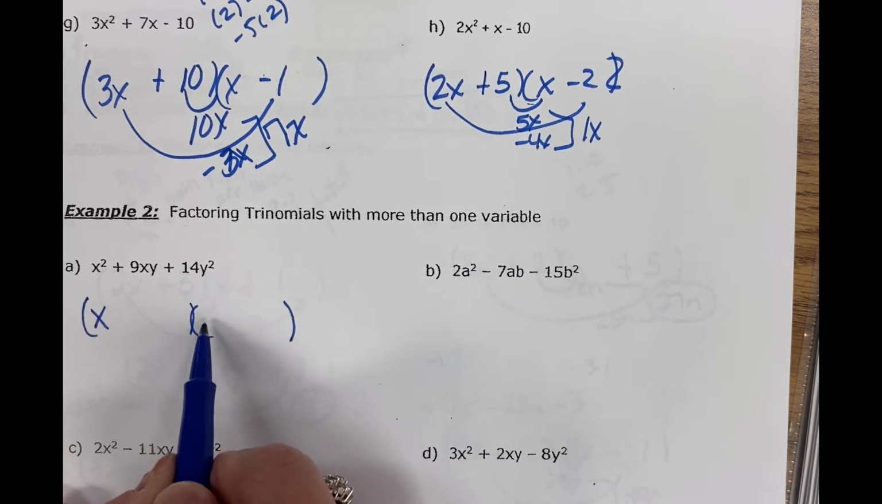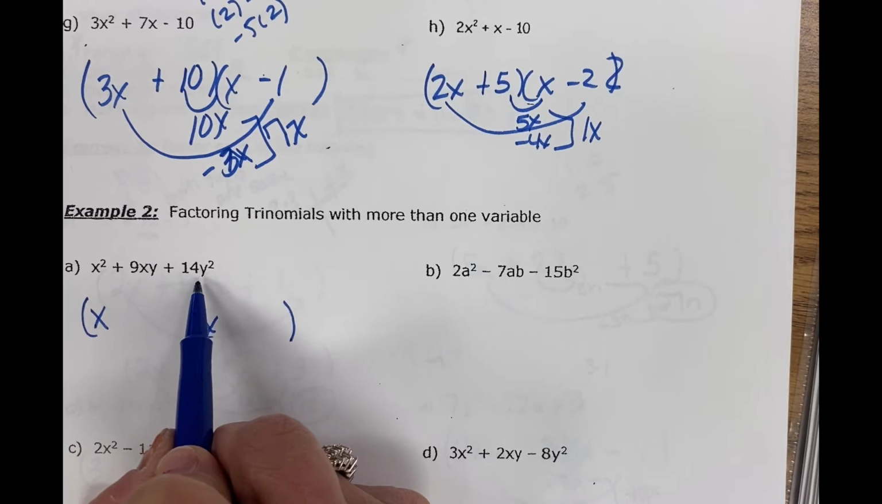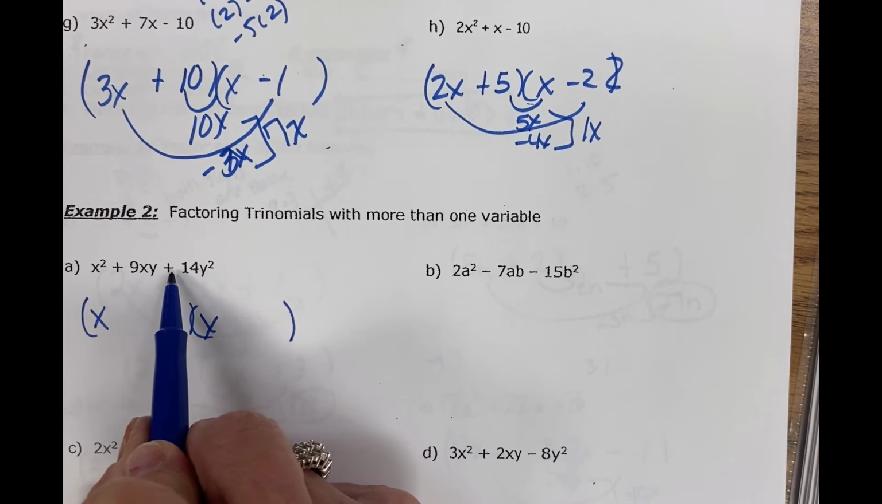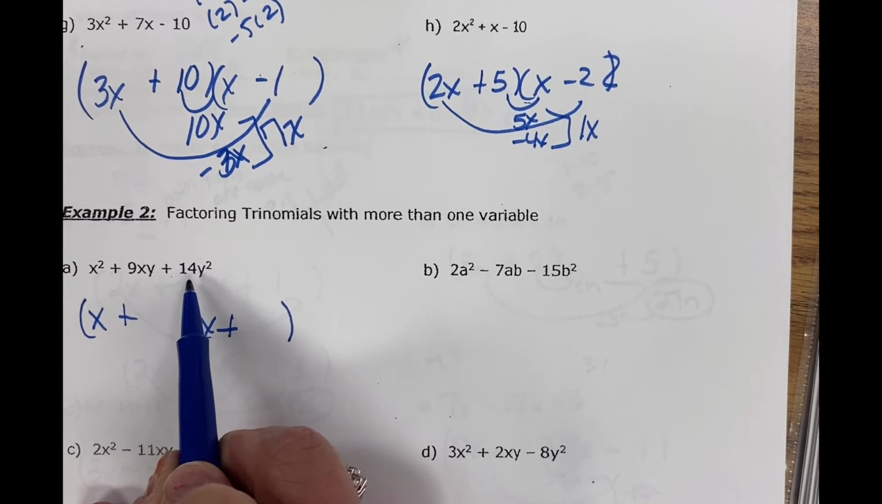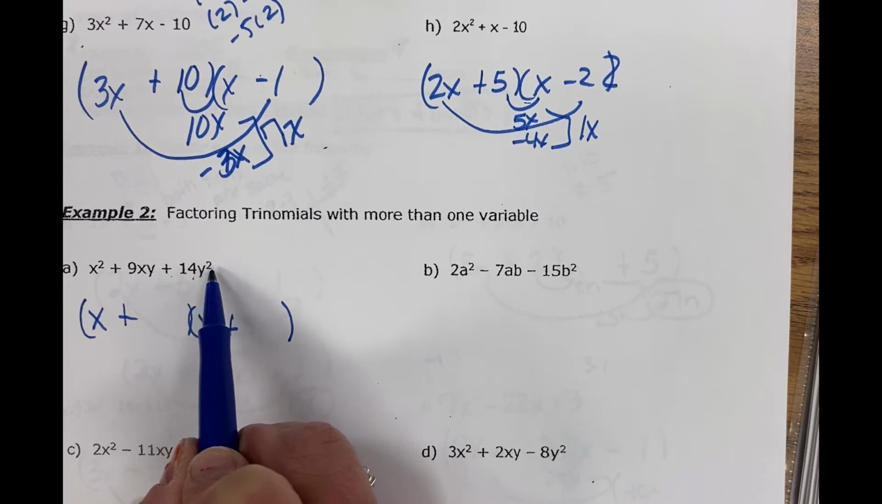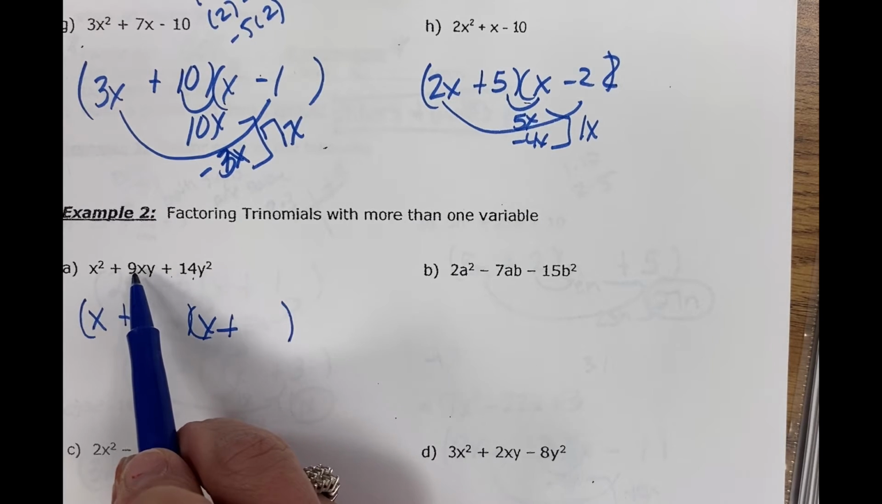And so two numbers you multiply together that will give you x squared. And then you're looking to see the signs. This tells you the signs are going to be the same and they're both going to be positive. Now I'm looking for two numbers that I multiply together that will give me 14y squared, and that will add up to 9xy.